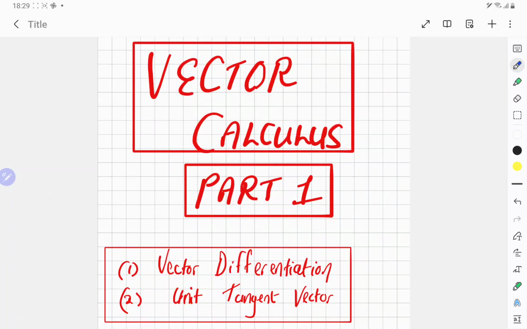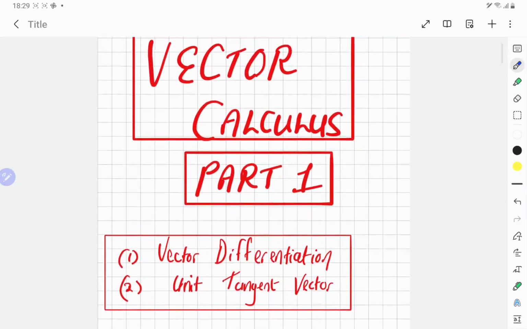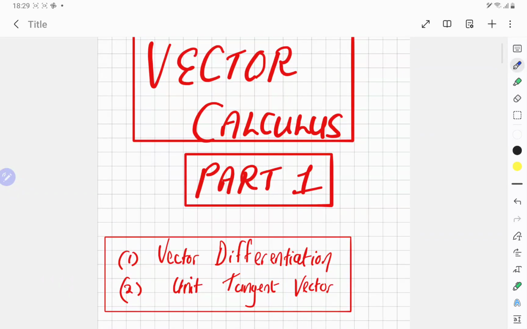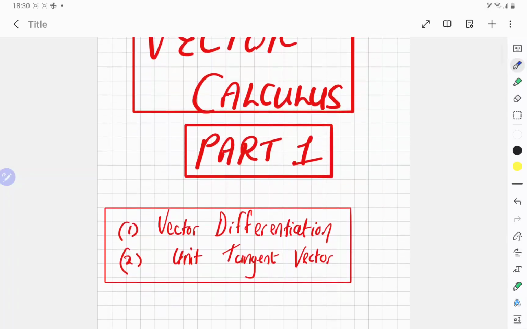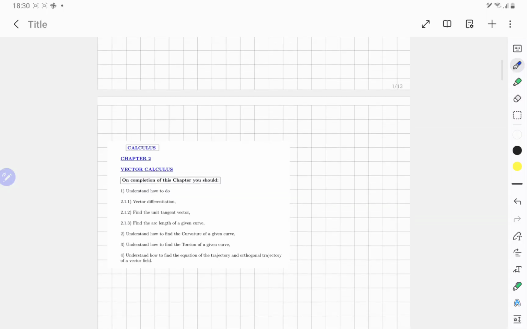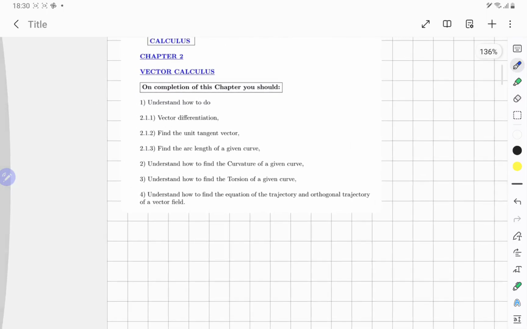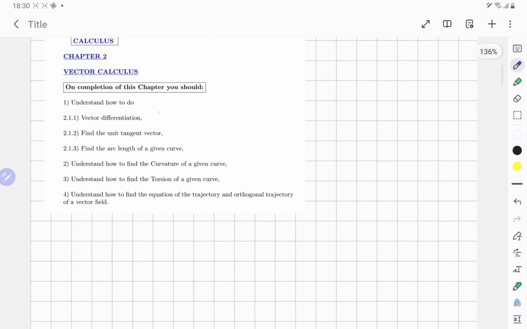We're doing vector calculus, chapter 2 of calculus, part 1, where we're going to do vector differentiation and the unit tangent vector. So we will go through the theory quickly and then we'll do some test type and exam type questions. So as you can see here, in part 1, we will do vector differentiation and the unit tangent vector.